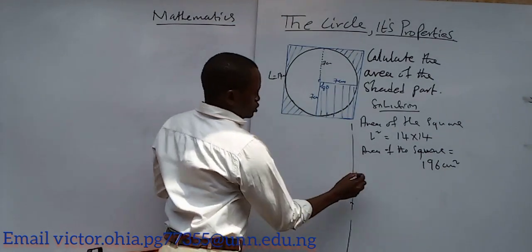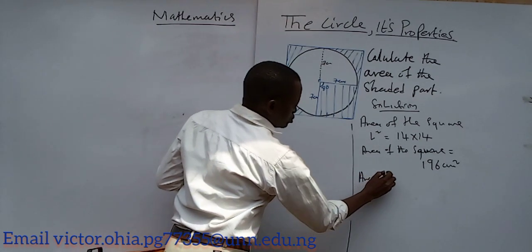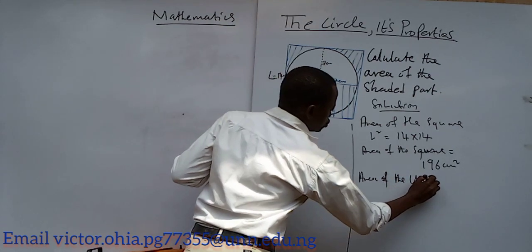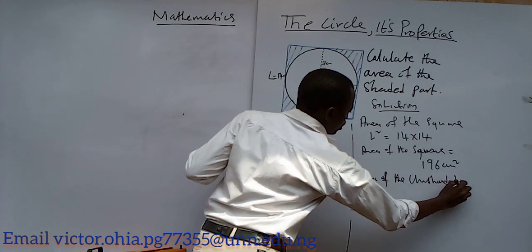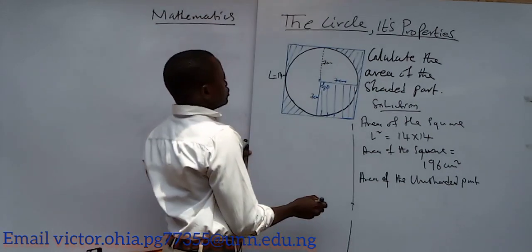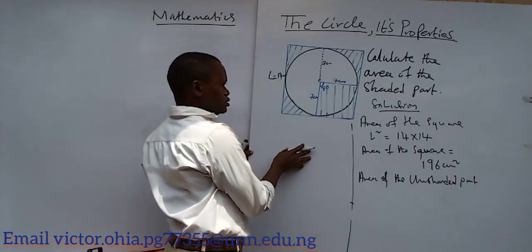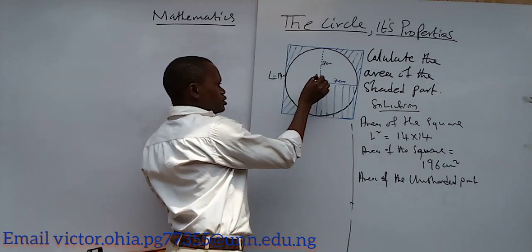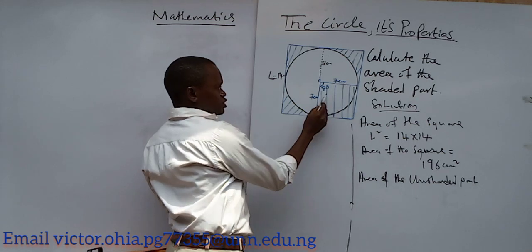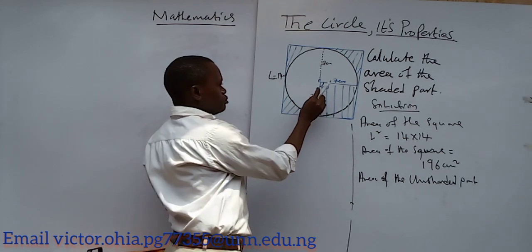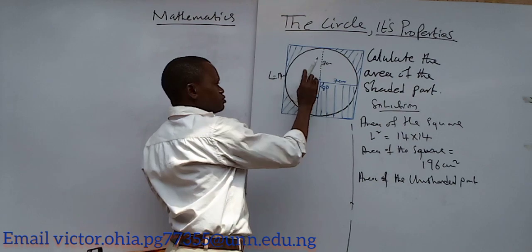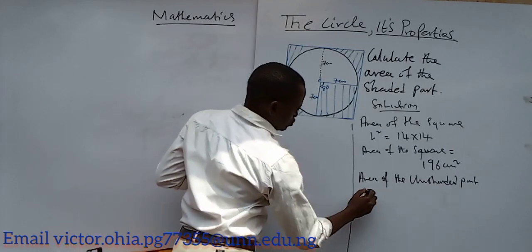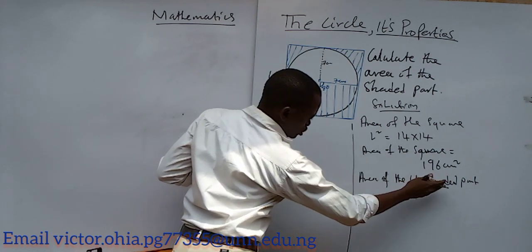We will come back and say area of the unshaded part. The unshaded part here has a description that is hidden. If you watch here, you will realize that this is a sector with angle 80 degrees. But this side now, which is the bigger sector, is the unshaded part.